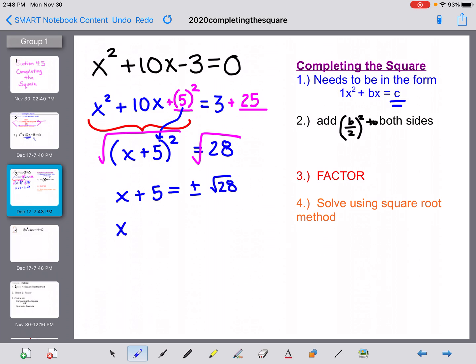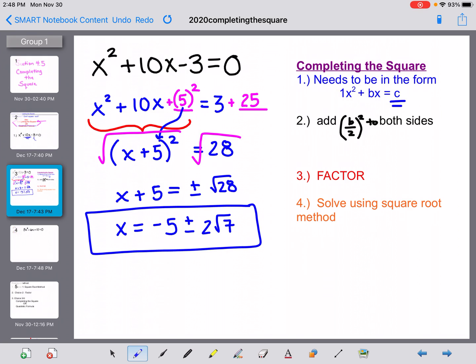So I'm going to move that plus 5 over to the other side, so it becomes negative 5, plus or minus, and the square root of 28 is 2 root 7. You got two answers, negative 5 plus 2 root 7, negative 5 minus 2 root 7. And this is the completing the square method.